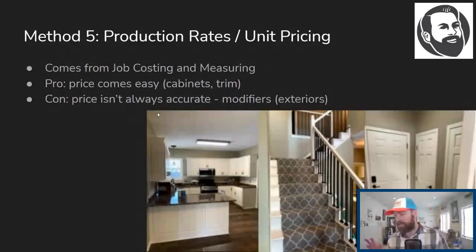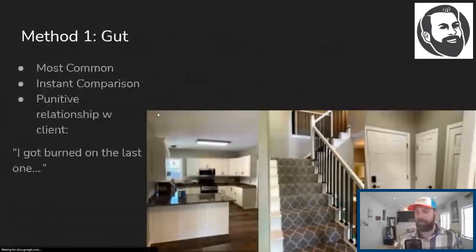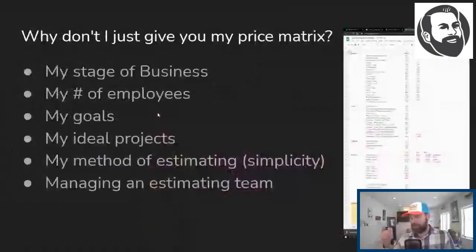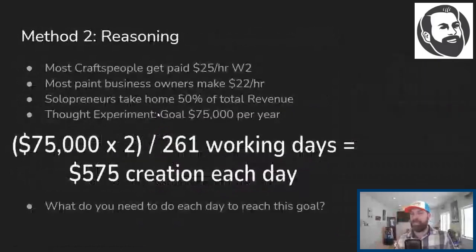This comes from production rates and unit pricing, that sheet that I showed you guys before. A lot of this is unit pricing. We have a set price for an interior passage door. We have a set price for 4 different kinds of windows. We have a set price for different kinds of French doors, for cabinets, for bedroom walls, for powder room walls, for bathroom walls, things like that. That did not come out of the air.